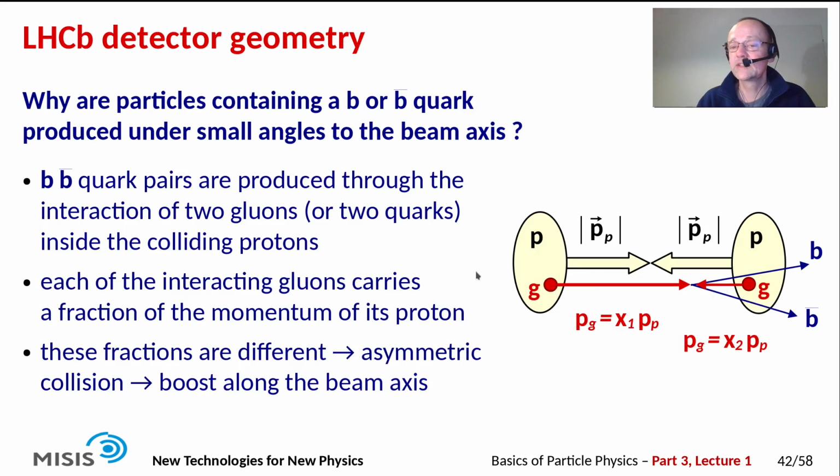So this leads to an asymmetric collision. Although the collision energies of the two protons are the same, the collision energies of the two gluons are different, and therefore you get a Lorentz boost, either in the one direction or in the other direction.